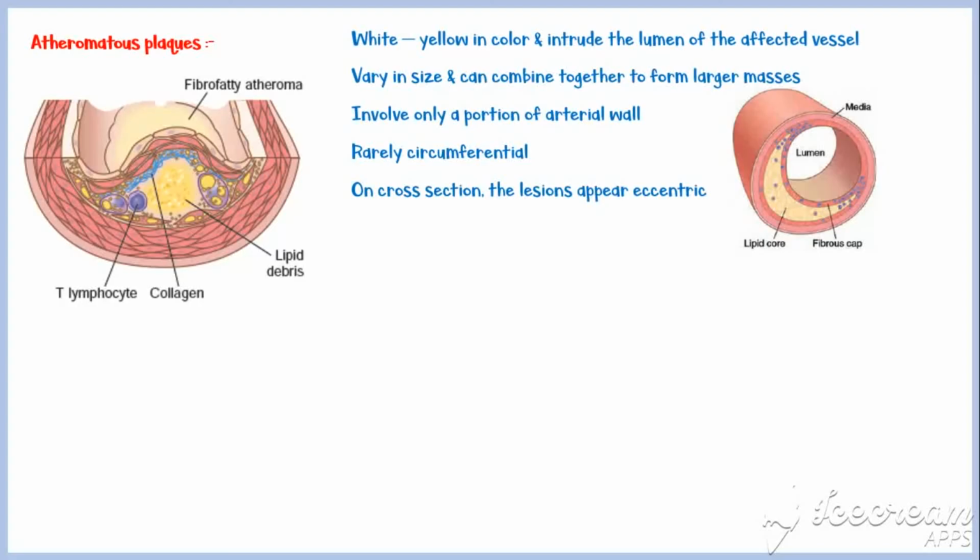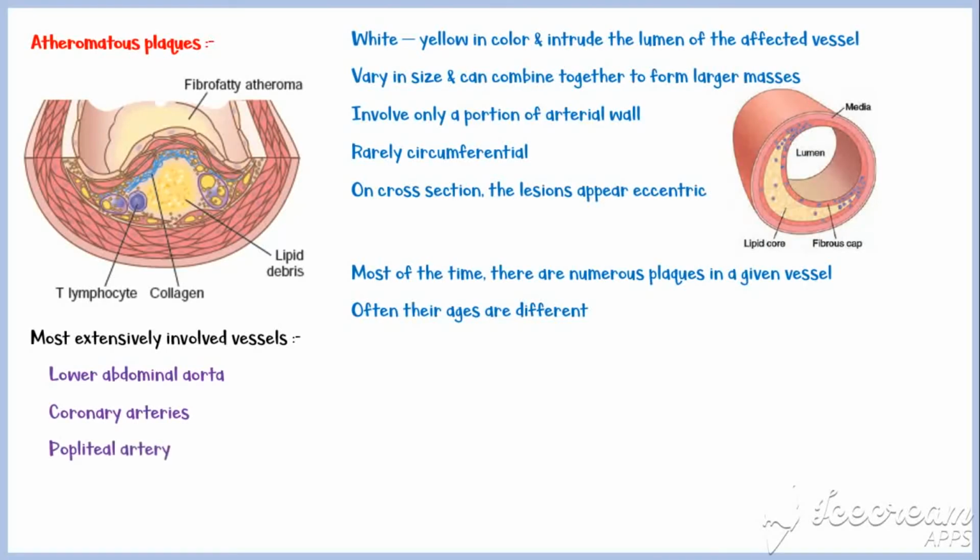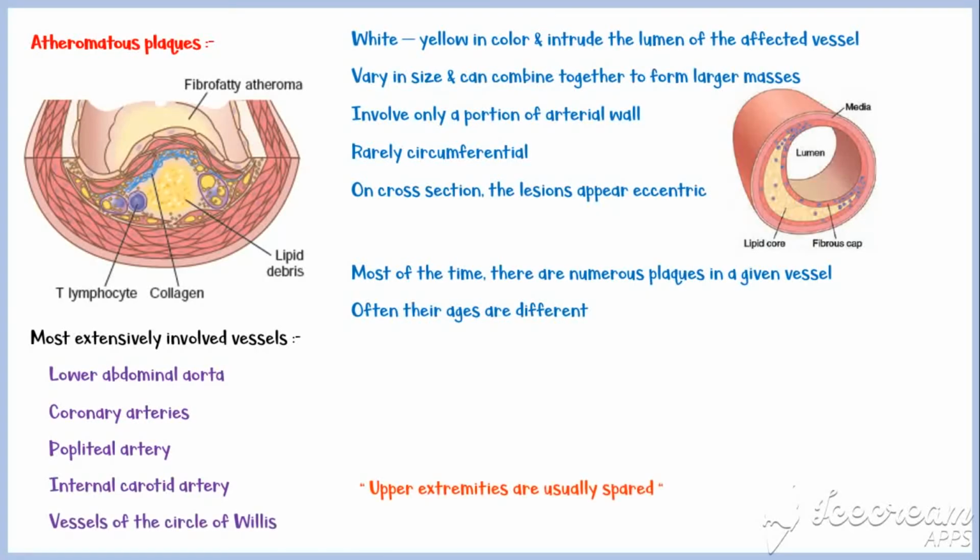Most of the time, there are numerous plaques in a given vessel, and most often their ages are different. The most extensively involved vessels are the lower abdominal aorta, coronary arteries, popliteal artery, internal carotid artery, and vessels of the circle of Willis. Upper extremities are usually spared.